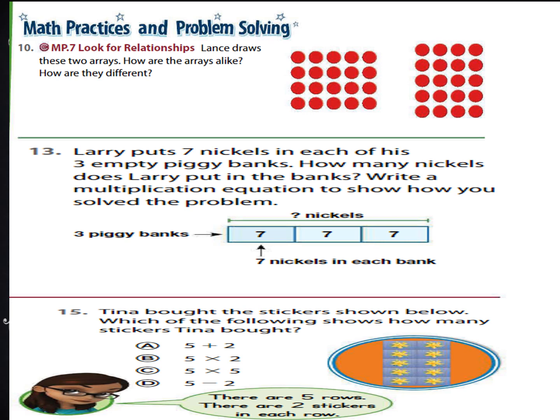Now look at question number 15. Tina put the stickers shown below. Which of the following shows how many stickers Tina bought? Look at the stickers. We have 5 groups of 2, 5 rows of 2. Can you tell me which equation shows 5 rows of 2? Amazing. B. 5 times 2, or 5 multiplied by 2.